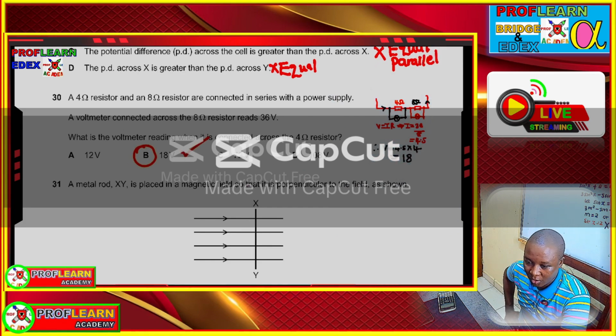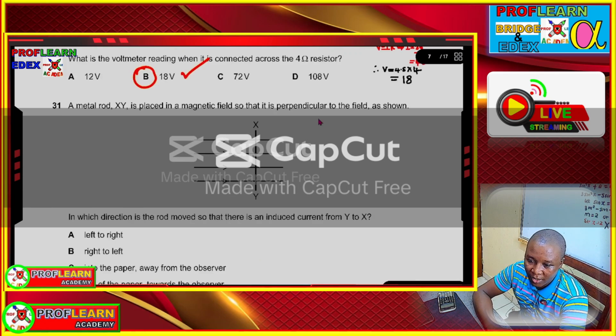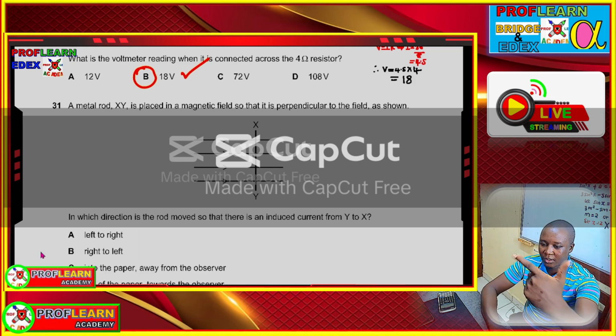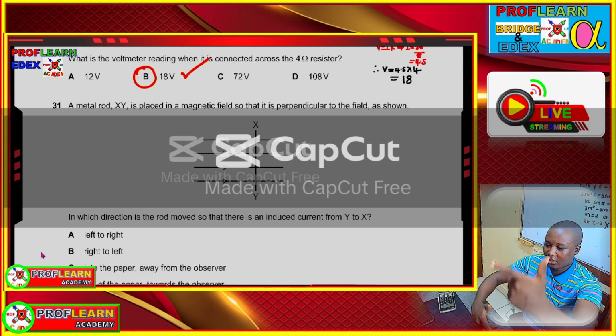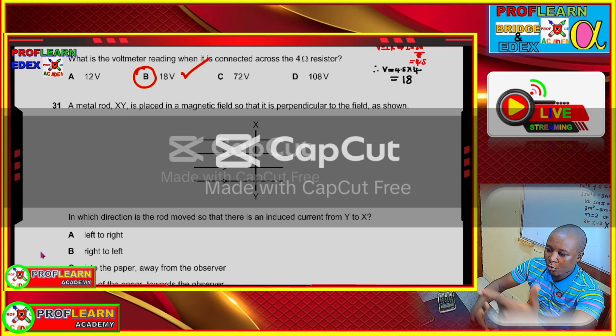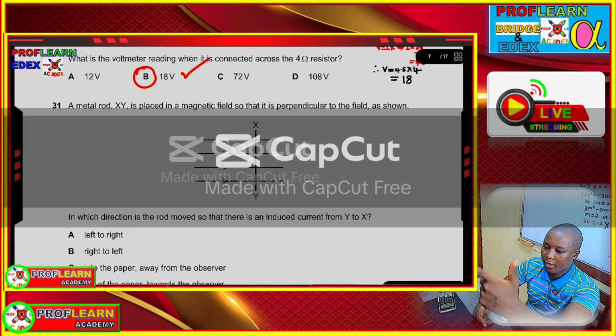And the working is shown there. So we need to move to that section. We're told metal rod. In which direction is this going to show? The correct direction is you are going to use Fleming's left-hand rule, and then you are going to do this. In the exam, you'll be seeing people doing this.